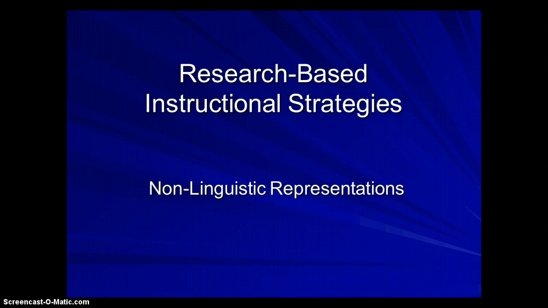Well, this concept is very simple, although it uses some pretty big words in it. So don't be intimidated by the non-linguistic or the research-based instructional strategies. We're going to walk through it. Basically, one question that educators are asked is, how do you know that what you're doing is effective?